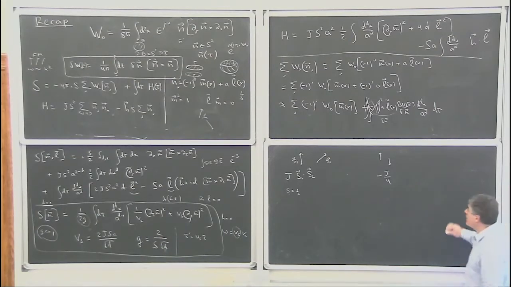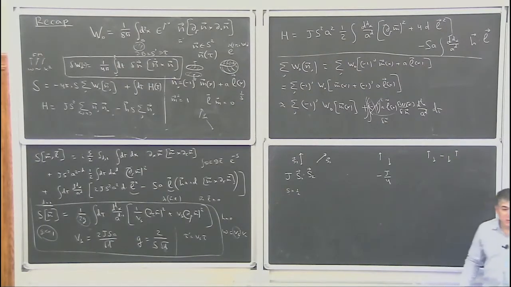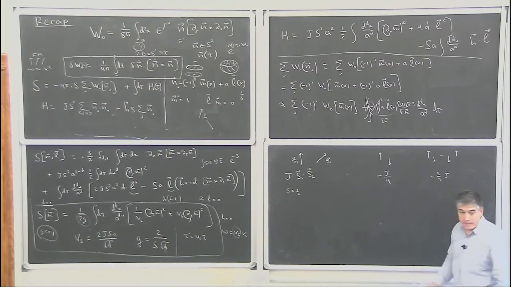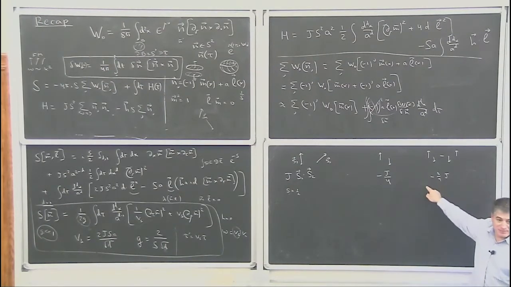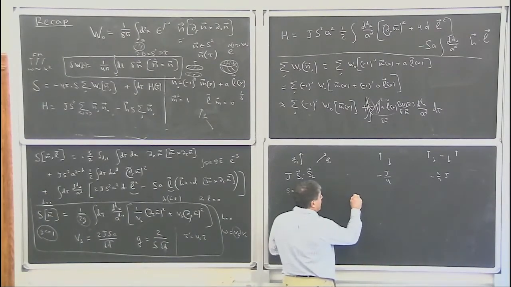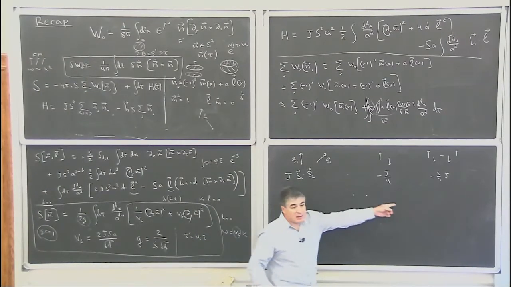However, somebody mentioned singlet. If you consider this configuration, superposition of up, down, and down, up, then the energy is minus 3/4 J, which is much, much lower. Okay? This is an exercise. Do it. Okay, now we have a problem. If I have two spins like this, no problem. This is the ground state, it's a singlet.